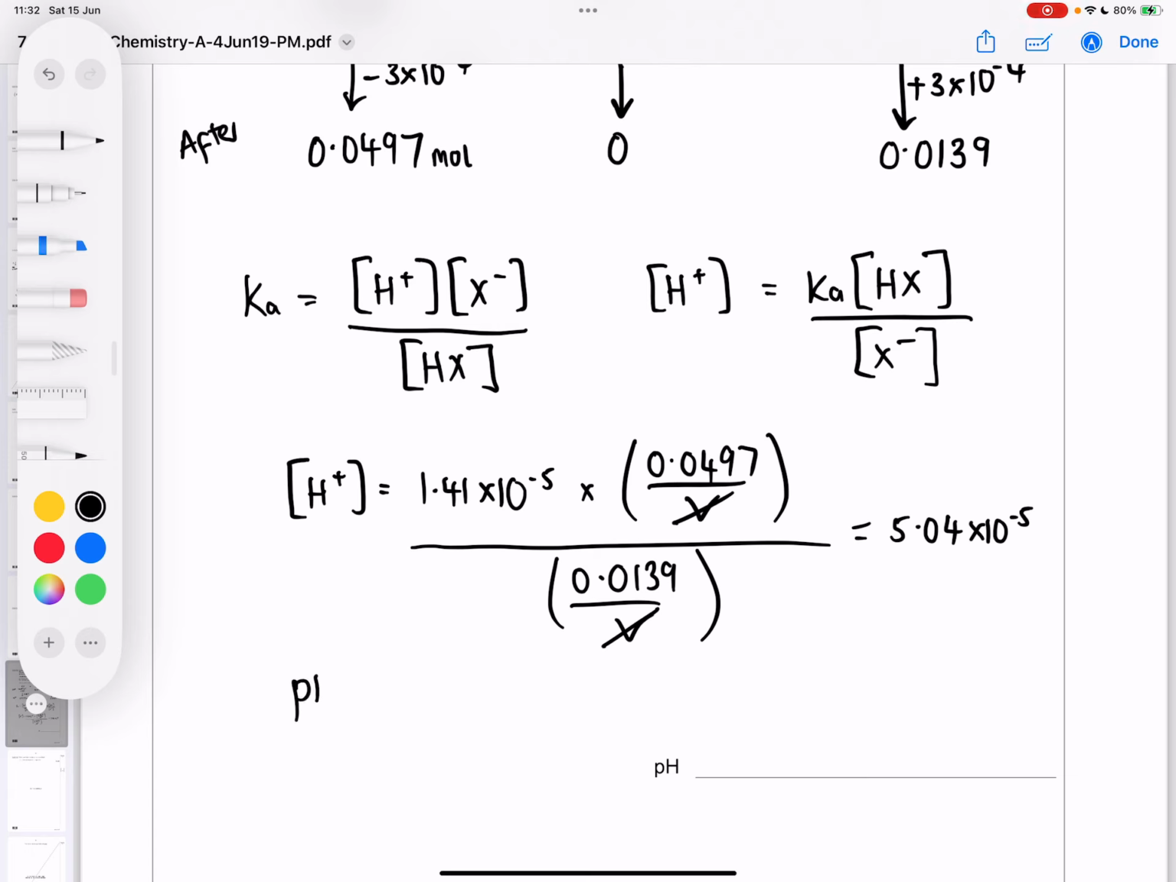And then we're going to do pH is minus log of hydrogen ion concentration. So we're going to do minus log of our answer on our calculator. If we type that in, we're going to get 4, and remember 2 decimal places, 4.30.